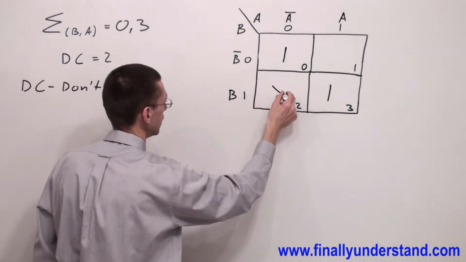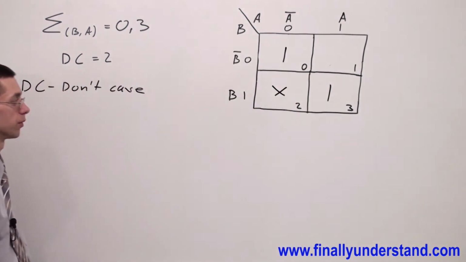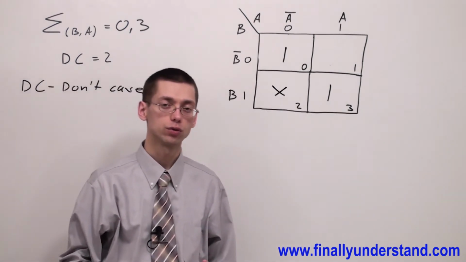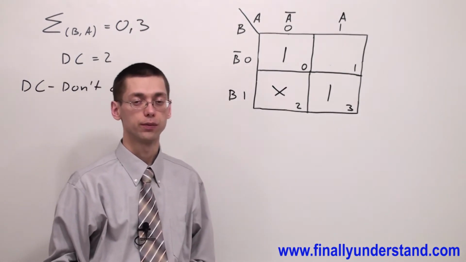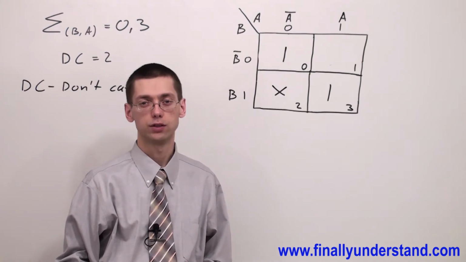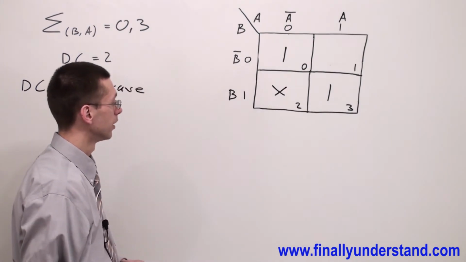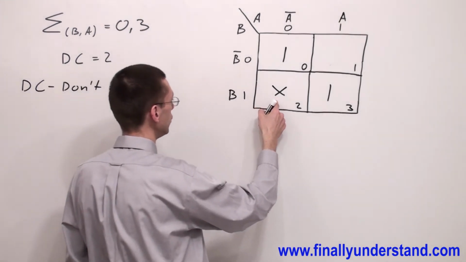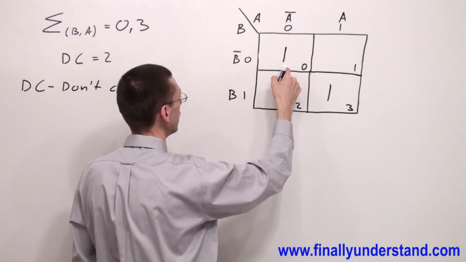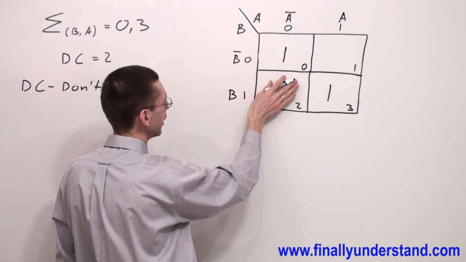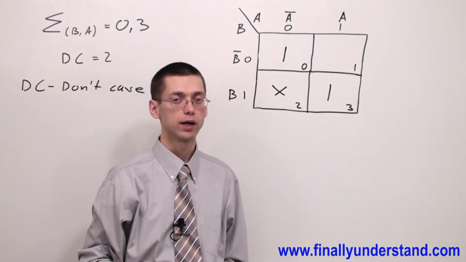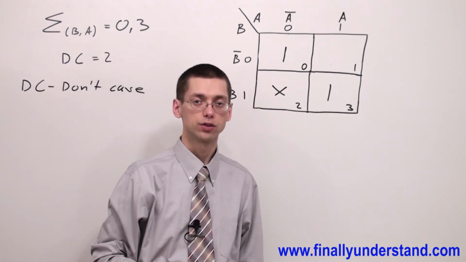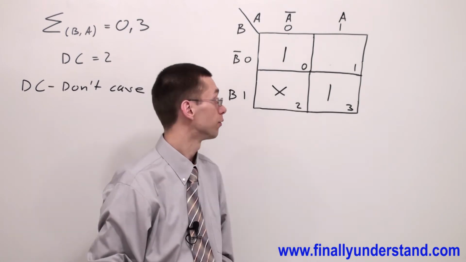Don't care I'm going to have in cell number 2. Don't care we can use or don't use. We use it when it's going to work for us. We don't use it when it's useless for us. But in this case, don't care can be very useful. Why? Because if I would not have don't care, I would have these two ones placed diagonally. We are not going to be able to simplify this function.